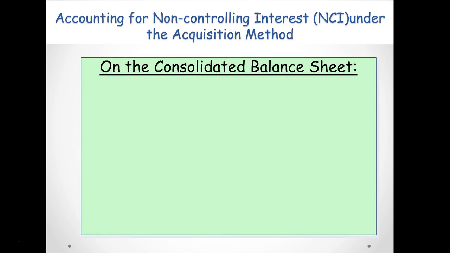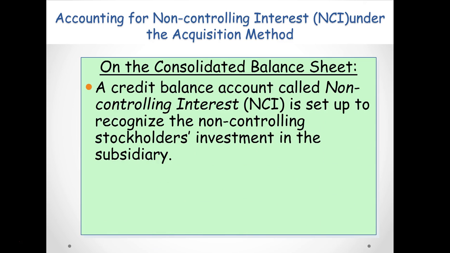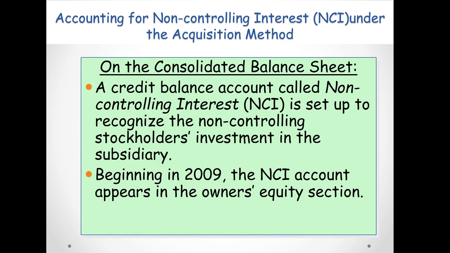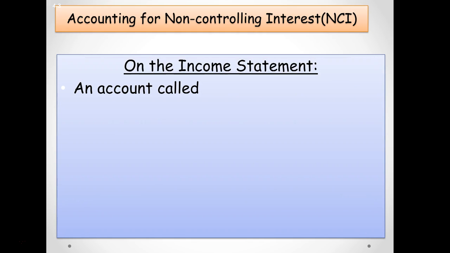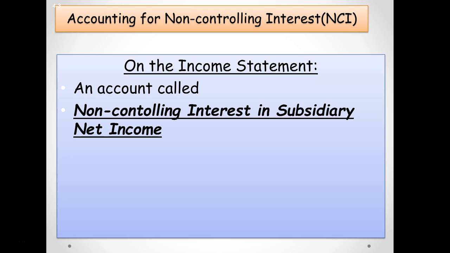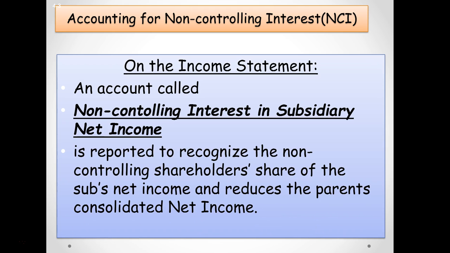On the consolidated balance sheet, a credit balance account called non-controlling interest is set up to recognize the non-controlling stockholders' investment in the subsidiary. Beginning in 2009, the non-controlling account appears in the owner's equity section. Now, on the income statement, there's an account called non-controlling interest in subsidiary net income. It's reported to recognize the non-controlling shareholder share of the sub's net income and reduces the parent's consolidated net income.